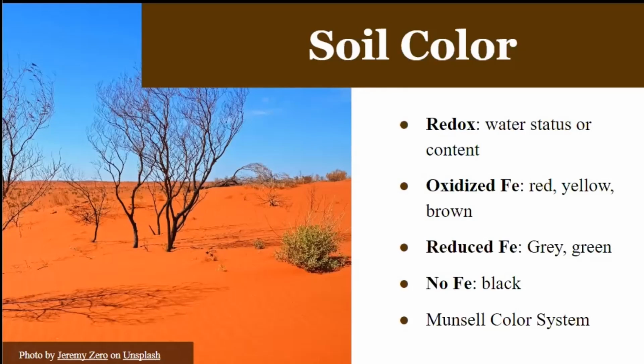If the soil is black, it can mean that there isn't very much iron within it. And you can use something called the Munsell color system to figure out what color the soil is and what that means to me and why I should care about that. Right. Any questions about any of that? I know it's a lot to take in.